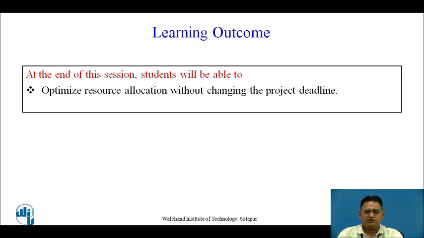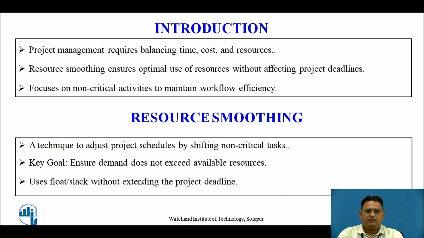At the end of the session, the observer will have the knowledge about optimizing the resource allocation without changing the project deadline, or you can say the duration. Introduction. Project management requires balancing time as well as cost and resources. Here, resource smoothing ensures the optimal utilization of the resource without affecting the project deadline, or you can say the duration.